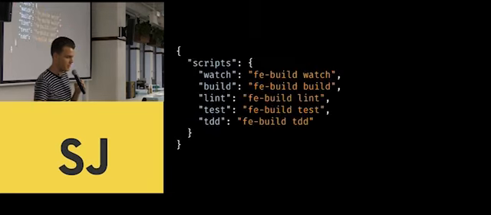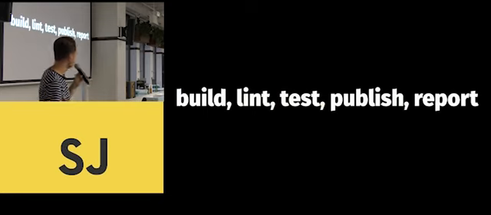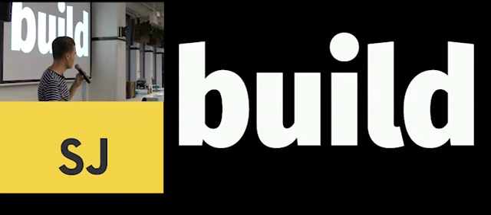The end result is a lot of our script sections in our components look like this. So we've got things like a watch task, a build task, test, lint. There's a few more than that that I'll cover later, but that's essentially what you need to use day to day. And again, build, lint, test, publish, and report. The first one I'll focus on is build.